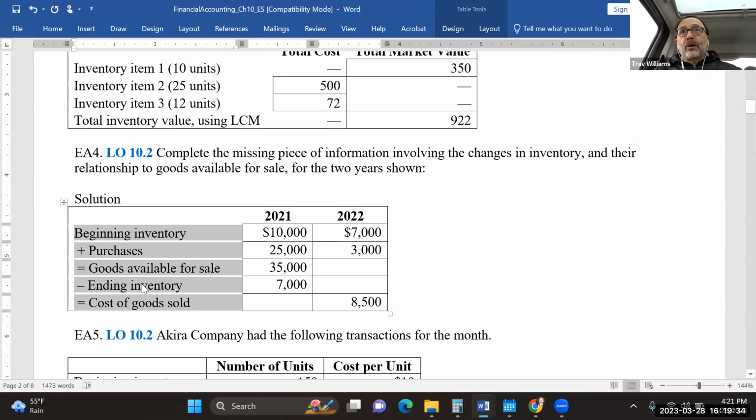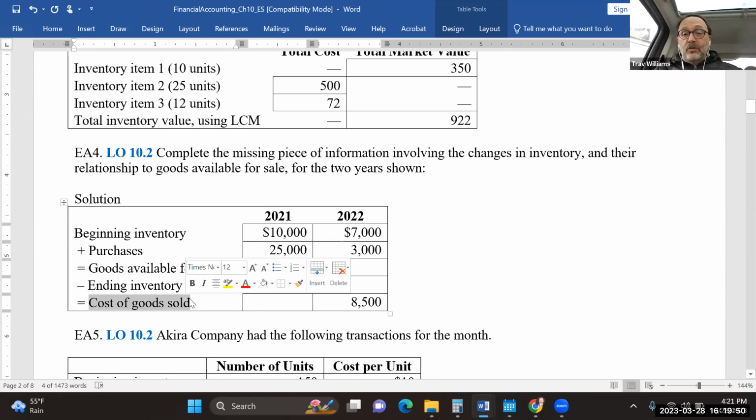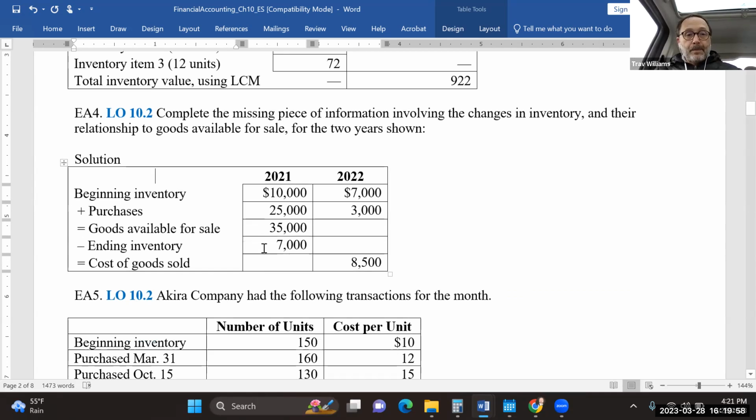It's also helpful to know you can reverse the last 2 lines of this formula if you flip them around and you take your goods available for sale minus your cost of goods sold. That will tell you your ending inventory. So you can use this formula in 2 different ways. Now what we have to do here for exercise 4 is fill in the missing numbers.